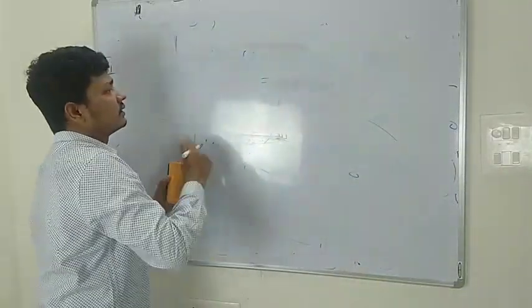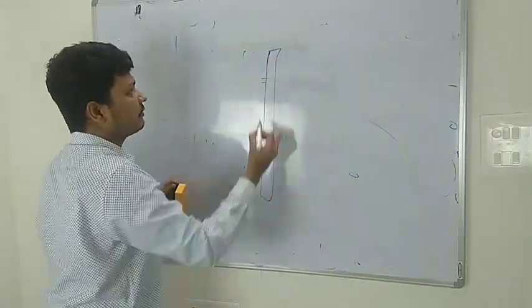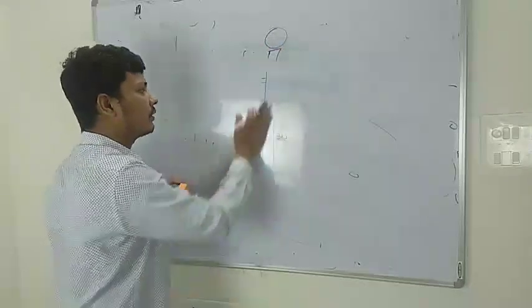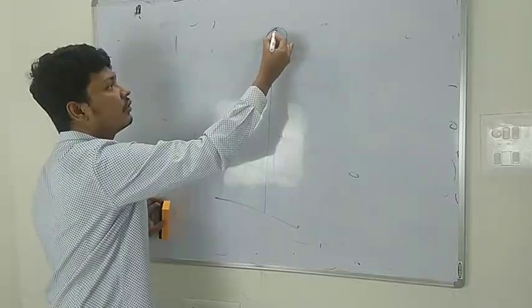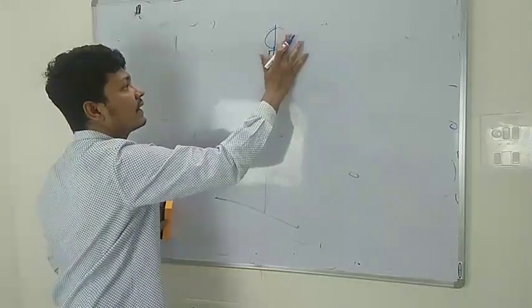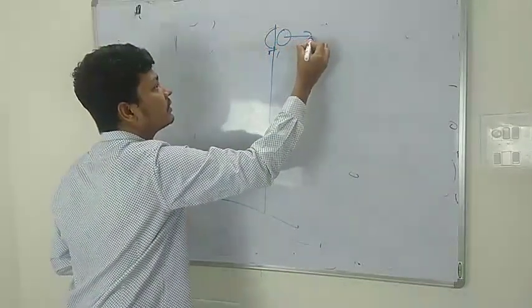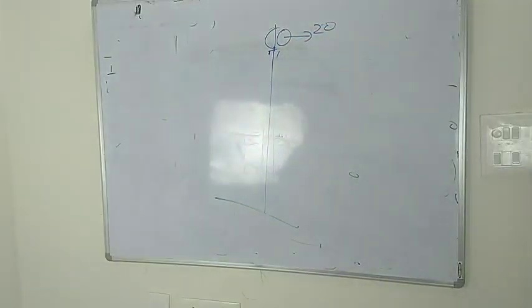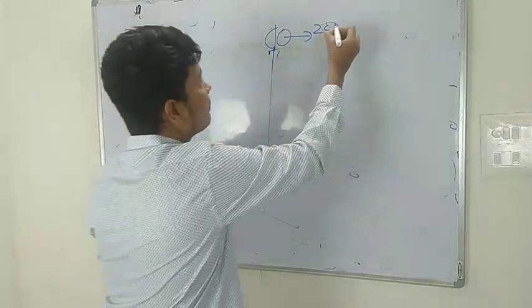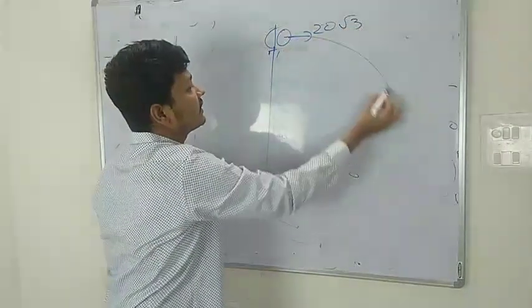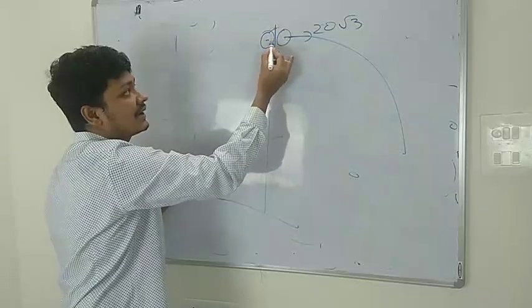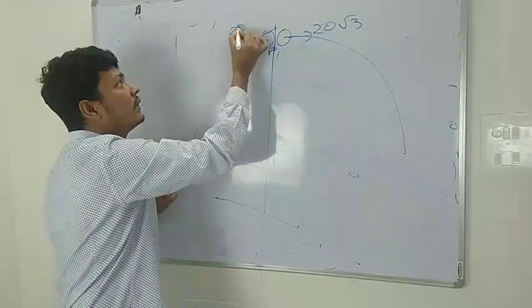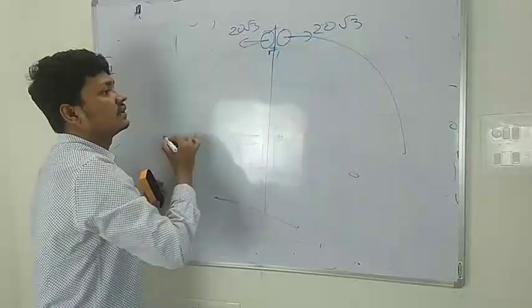So this is a cliff and the bomb has, okay, forget about this thing. Let me just draw a line like this. Now here it breaks into two equal fragments and one fragment moves with a velocity 20 root 3 like this. And due to conservation of linear momentum, masses are same, so another fragment also moves with 20 root 3 like this.